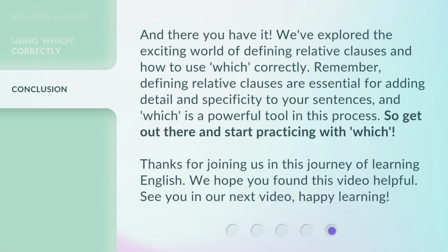And there you have it. We've explored the exciting world of defining relative clauses and how to use which correctly. Remember, defining relative clauses are essential for adding detail and specificity to your sentences, and which is a powerful tool in this process. So get out there and start practicing with which.